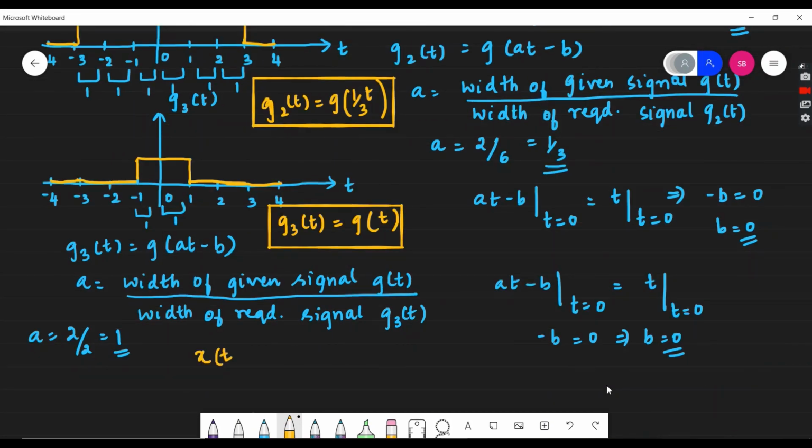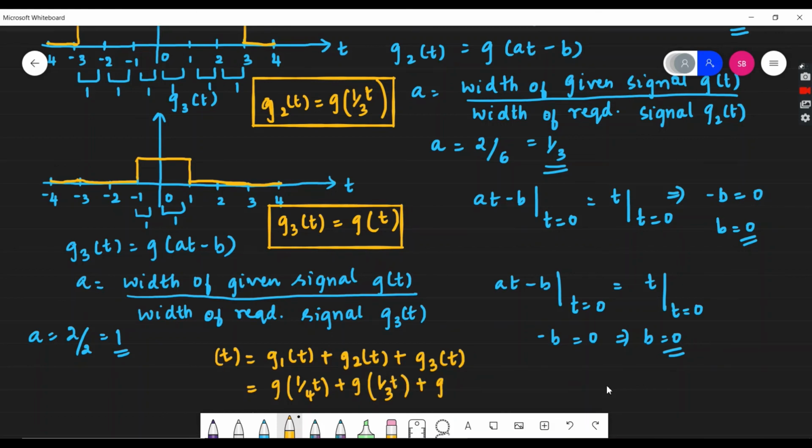So finally you can express the x of t signal as g1 of t plus g2 of t plus g3 of t, where g1 of t was equal to g of 1 by 4 t, g2 of t is g of 1 by 3 t, and g3 of t is equal to g of t. So this is the final expression for x of t in terms of g of t.